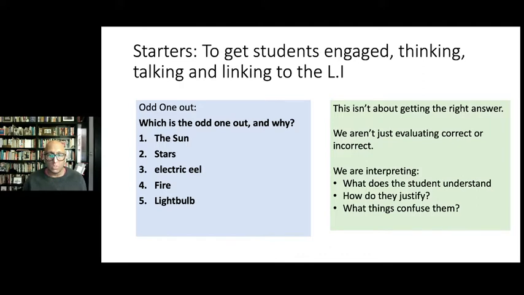And so what we do is we start designing lessons that can generate information for us that we can respond to and adapt ourselves. It really isn't about getting the right answer. It isn't about evaluating correct or incorrect. It's about changing the teacher's standpoint into interpreting: what does the student actually understand? How do they justify, and what things confuse them?